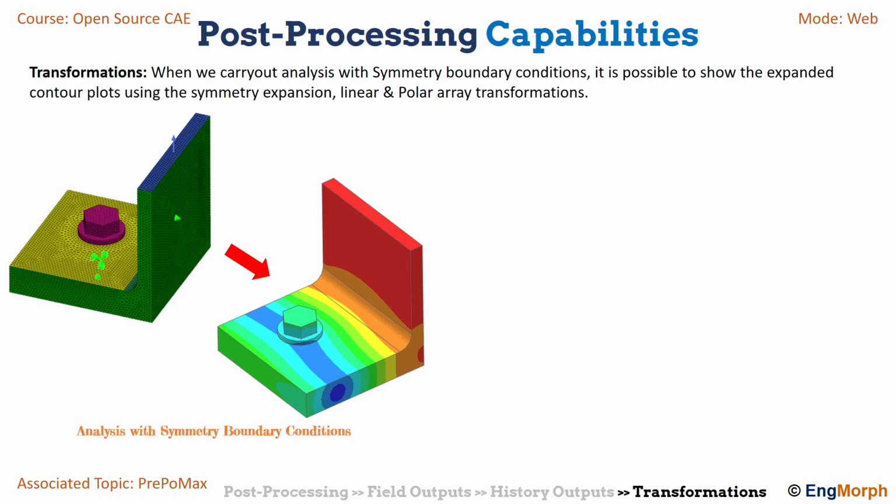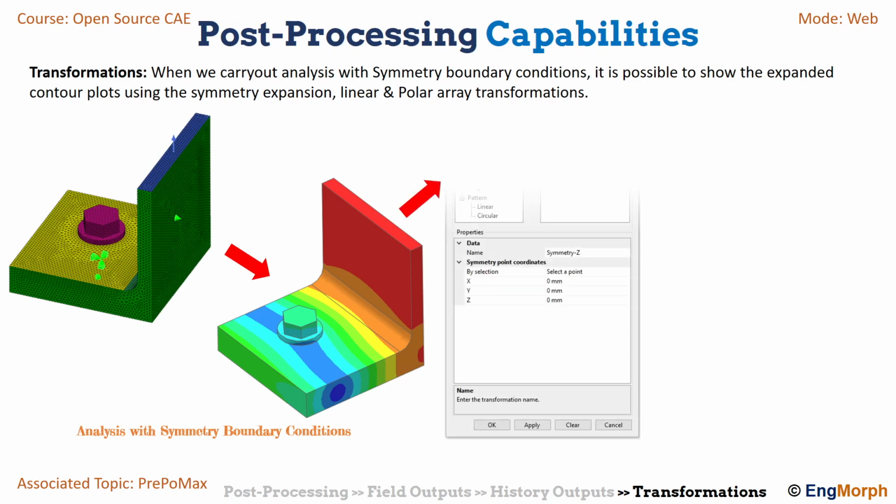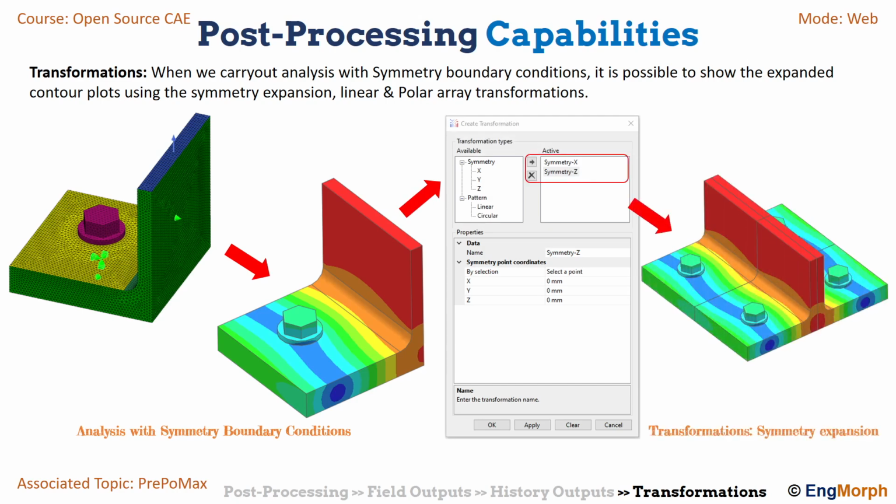Now, let's see what are the transformations in post-processing. When we carry out analysis with symmetry boundary conditions, it is possible to show the expanded contour plots using transformations like symmetry expansion, linear, and polar array. In this example, we used a quarter symmetry model and carried out the analysis. Then, the results on the quarter model are expanded using symmetry transformations in X and Z directions, which are the normal planes of the symmetry.